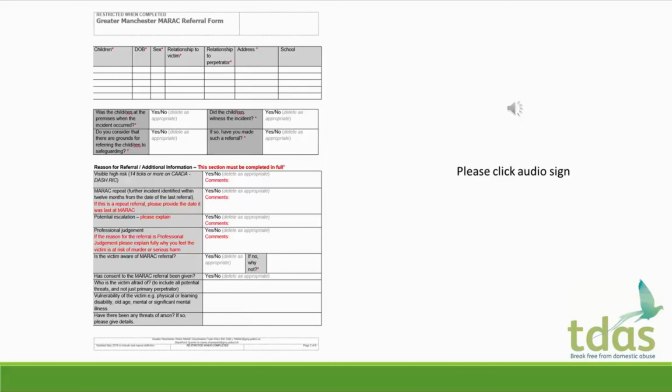If this victim has been heard at MARAC already in the past 12 months and there is a further incident, this should automatically be referred back to MARAC. You can write the details of the further incidents in this box. The third threshold is potential escalation. This is in relation to the number of incidents that have occurred in the past 12 months.